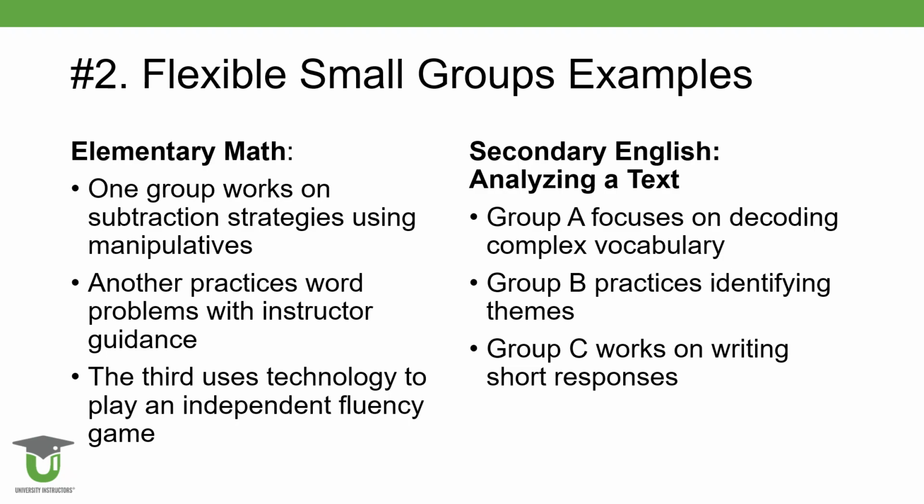In a secondary English classroom, students might be organized into small reading groups to analyze a text. Group A focuses on decoding complex vocabulary, Group B practices identifying themes, and Group C works on writing short responses. These groups are flexible, allowing students to shift as they gain mastery. In both cases, grouping is skill-based and dynamic, allowing instructors to target instruction efficiently while keeping students actively engaged with grade-level work.